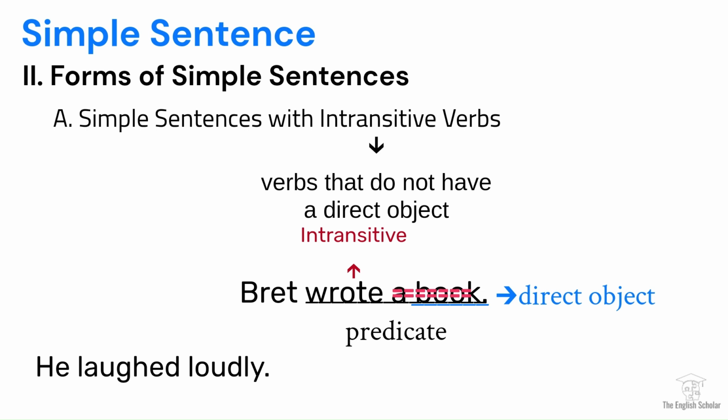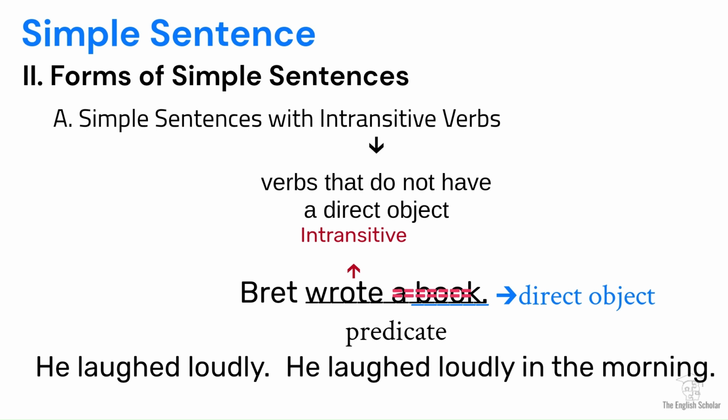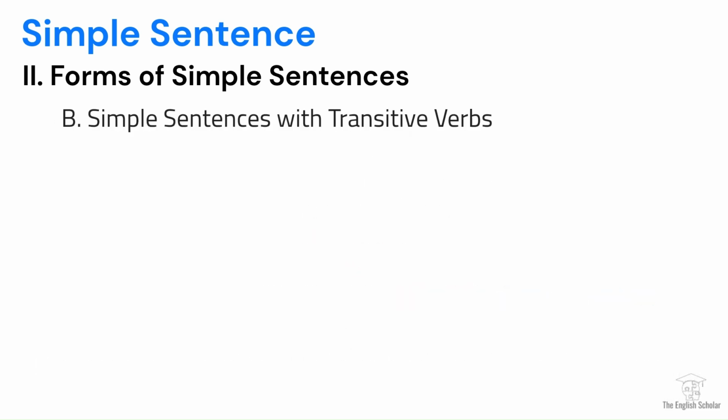The sentence could also look like this. He laughed loudly in the morning. Here we have a subject, a verb, an adverb that describes the verb, and a prepositional phrase that tells us when the subject laughed. And even if the verb does not have a direct object, it still gives a complete thought.